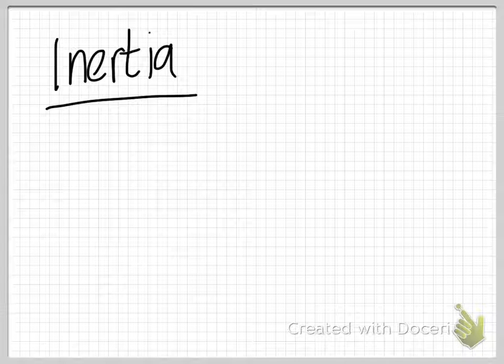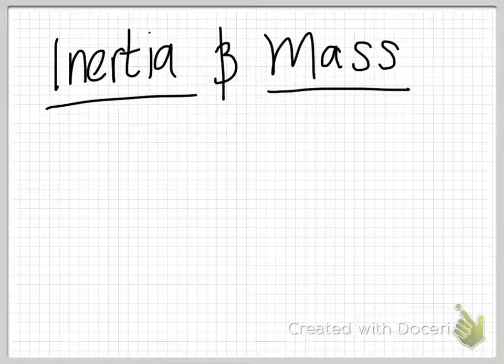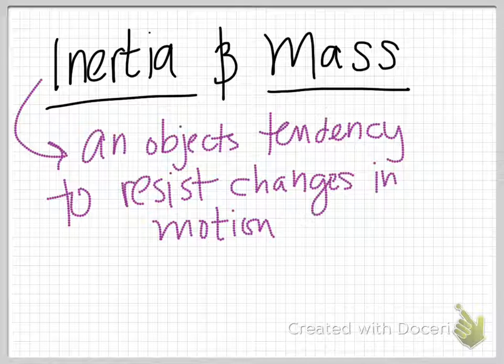Hi, it's Ms. Moser, and I'd like to talk to you about something very serious: inertia and mass. As we've discussed, inertia is just an object's tendency to resist changes in its motion. Sometimes stated as an object at rest stays at rest, an object in motion stays in motion, and pretty much the center of Newton's first law. So what does that have to do with mass? Well, quite a lot, as it turns out.